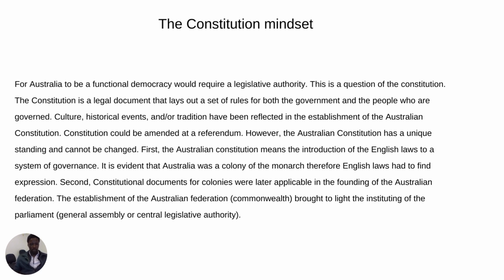And as I mentioned earlier, every country has a parliament, a constitution, and key institutions as part of that democracy. So I will begin with the constitution mindset that Australia has, and then I'll move on to the parliamentary mindset as well. For Australia to be a functional democracy, it would require legislative authority.